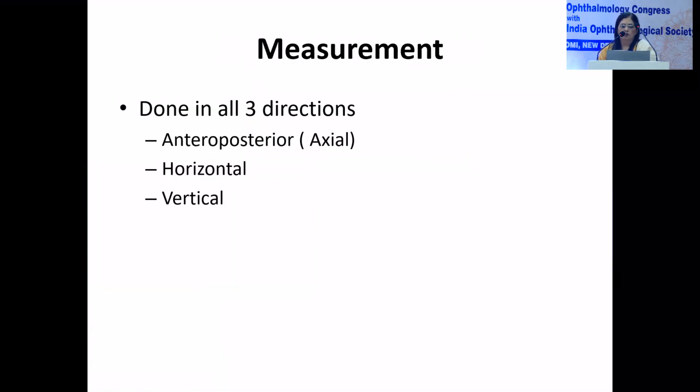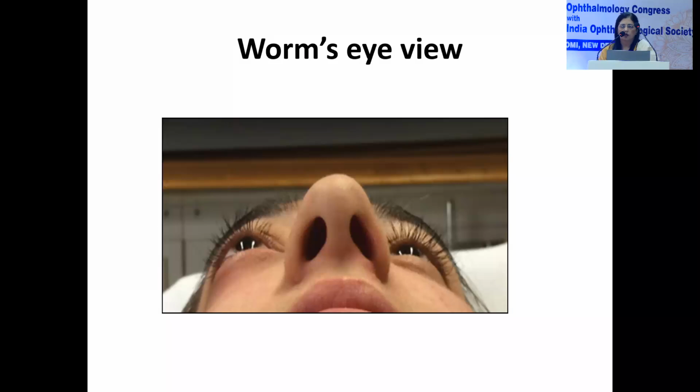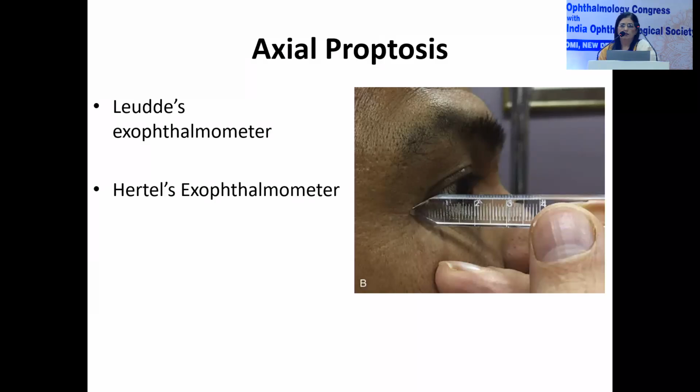The measurement of proptosis should be done in all 3 directions. If it's subtle and you are not very sure, you can do the Naffziger method or worm's eye view, which helps to note if there is any proptosis. Axial proptosis is measured using a Luedde or Hertel exophthalmometer, Hertel being the gold standard. However, if you don't have anything handy, you can use a simple scale, put it at the lateral orbital rim and measure the distance to the corneal apex, and you will know whether it's proptosis or not.